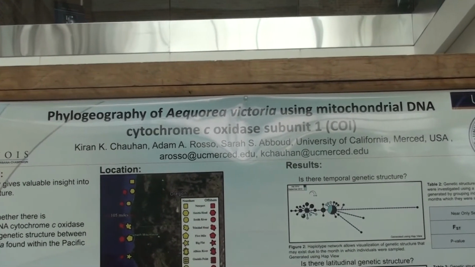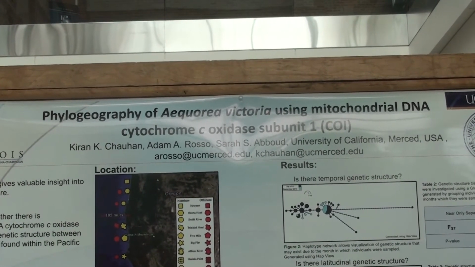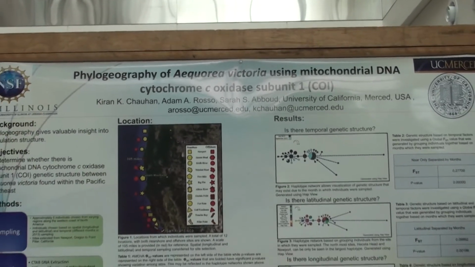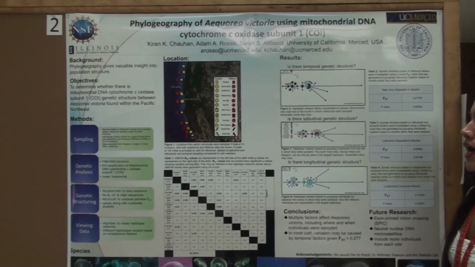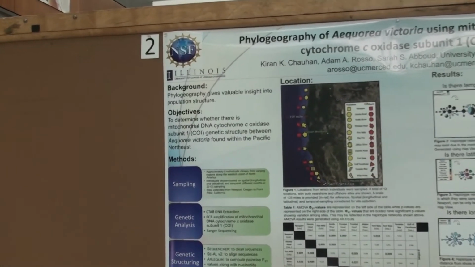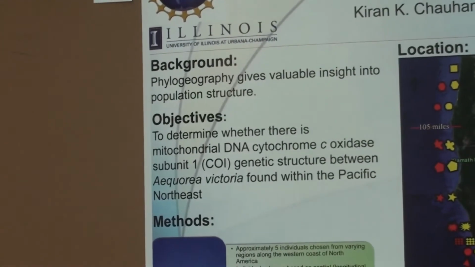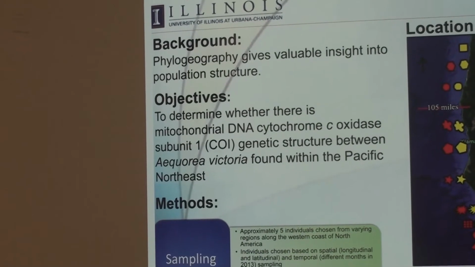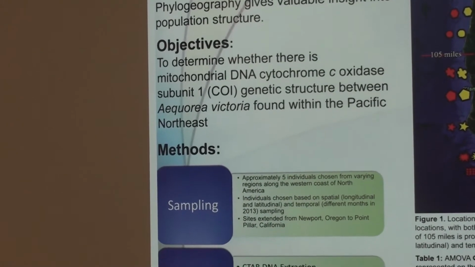The main idea of my research is collecting jellyfish from different locations and different time periods, and assessing whether there are genetic variations or similarities, whether there's genetic structure between these individuals, between the different jellyfish.